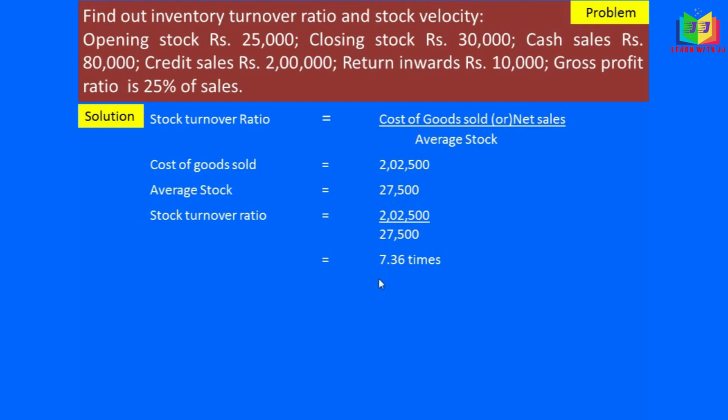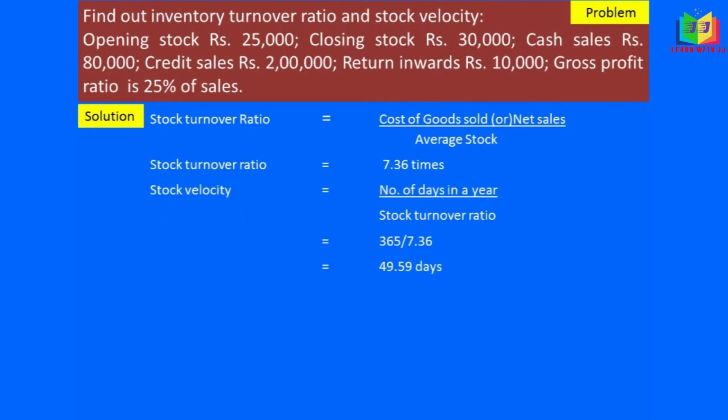And now we have to find out the stock velocity, and the formula is number of days in a year divided by stock turnover ratio. Number of days here is 365 divided by the stock turnover ratio of 7.36 times. So we'll get 49.59 days. We can write it as 50 days also.